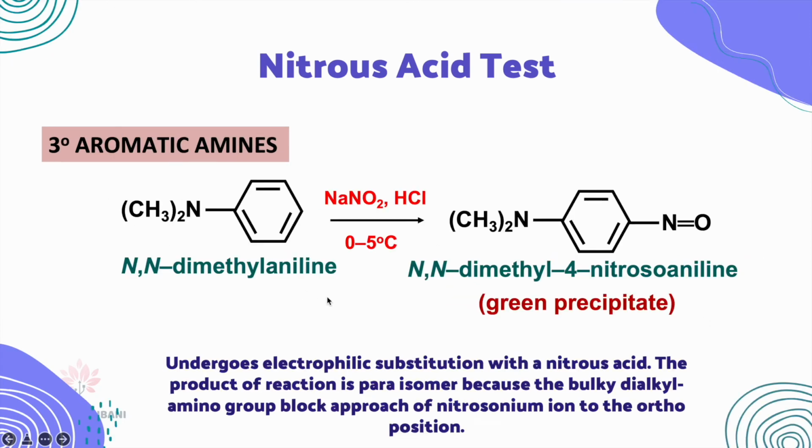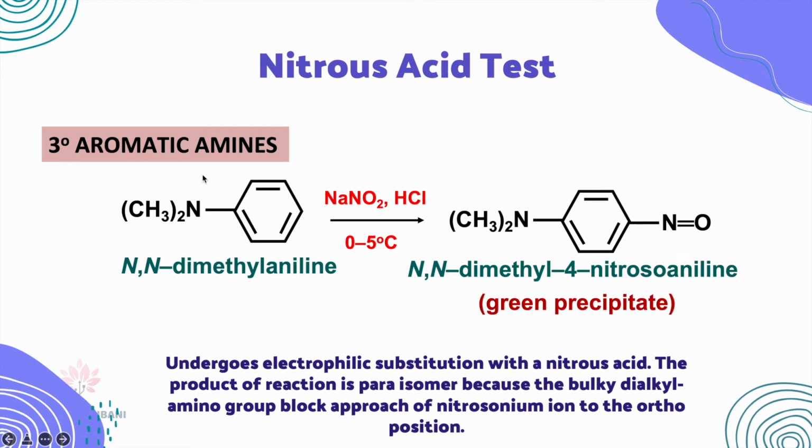For aromatic amines, here tertiary aromatic amines, N has 3 R groups, and one of the R groups is a benzene ring because it is an aromatic amine. It undergoes the nitrous acid test. The product is N,N-dimethyl-4-nitrosoaniline. This means the reactant will get the addition of N double bond O, and the N double bond O must be attached at the para position. This is a green precipitate, green in color.